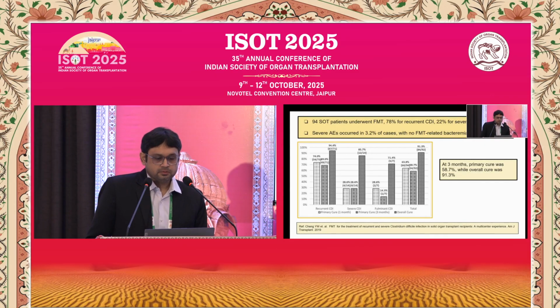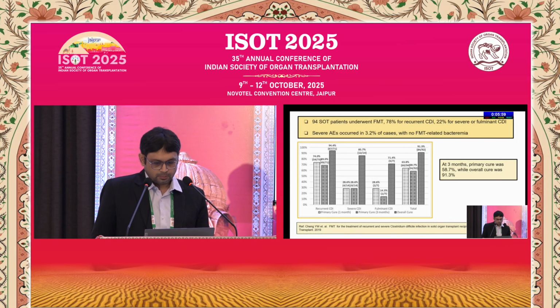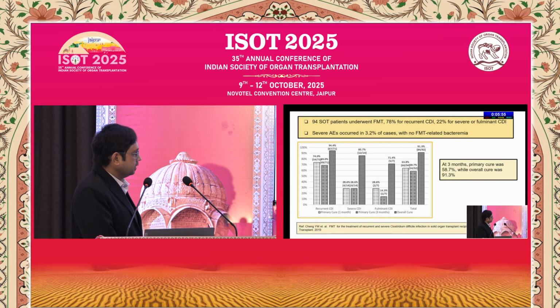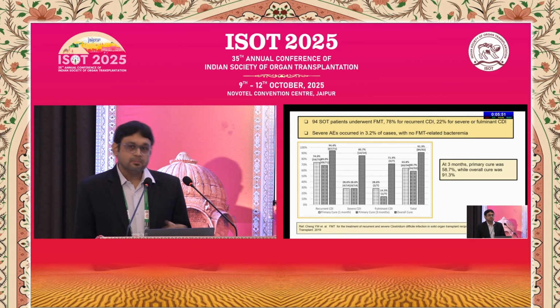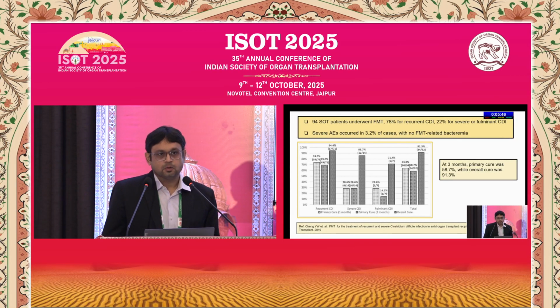Severe AEs occurred in 3% of the cases. The good news was that there was no FMT related bacteremia, because there have been some concerns about FMT related bacteremias in immunocompromised patients. At 3 months, the primary cure rate was around 58%, whereas the overall cure was 91%. So what does that mean? That some patients required either a second FMT or subsequent antimicrobial therapy for C. diff.